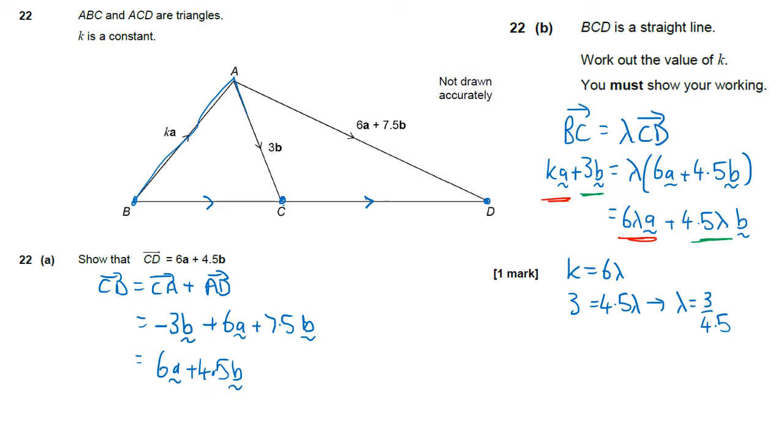Okay, no need to simplify that because we're just going to substitute it back into this equation. So k is equal to 6 times 3 divided by 4.5. So that's 18 divided by 4.5. And if you multiply top and bottom by 2, that's the same as 36 over 9, which is 4. So we find that k is equal to 4. And that I would say is probably the hardest question on the exam.